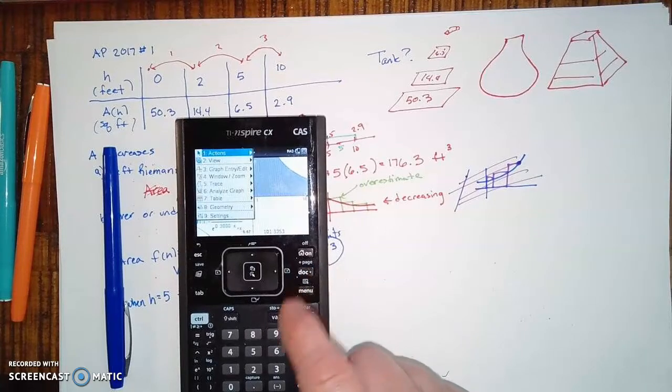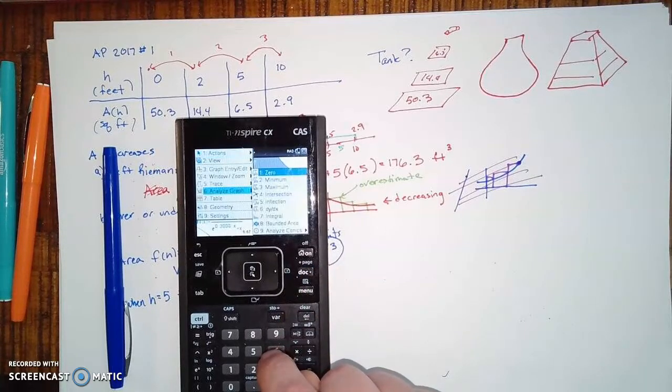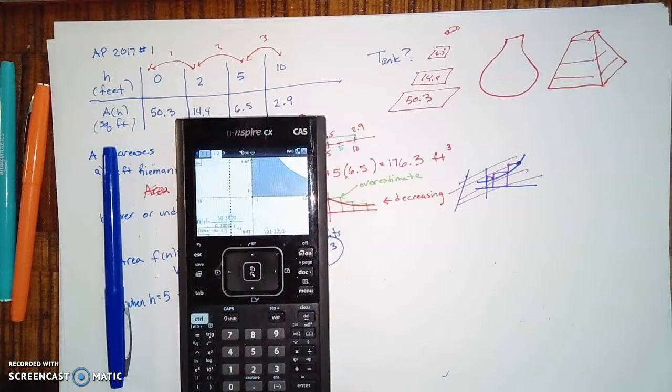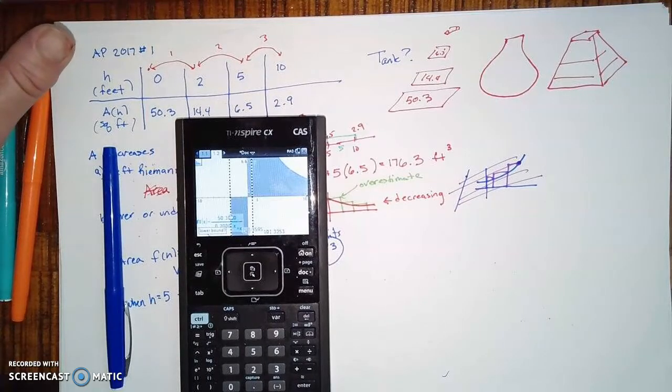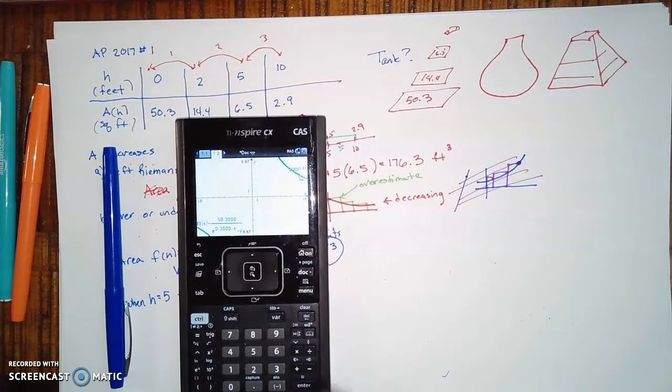Menu, Analyze Graph, Integral. Lower bound is 0. Hit Enter. It did. Oh, what the? Okay, it worked for me a second ago. Hang on. I'm going to pause this video and make sure my button doesn't extra click again. Hang on. Okay, here we go.